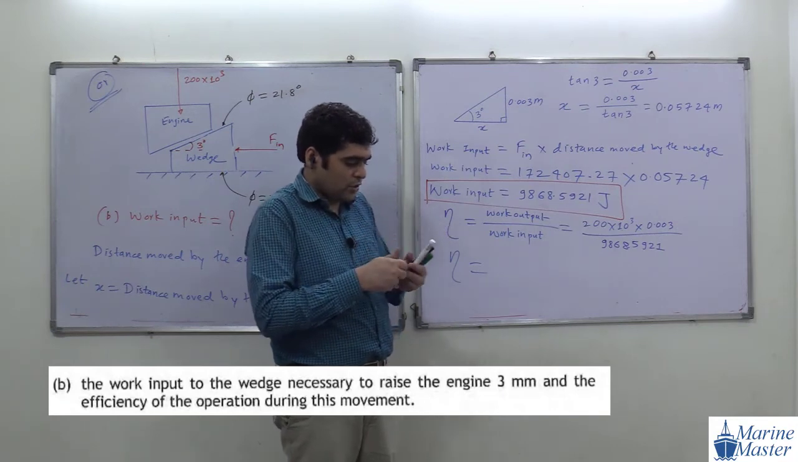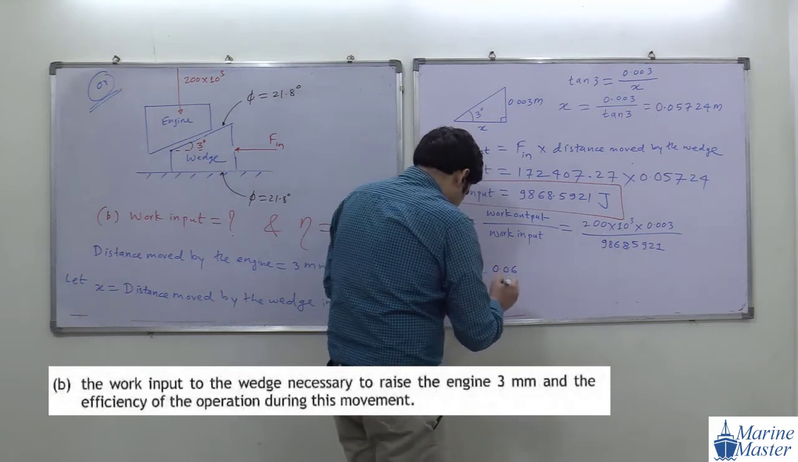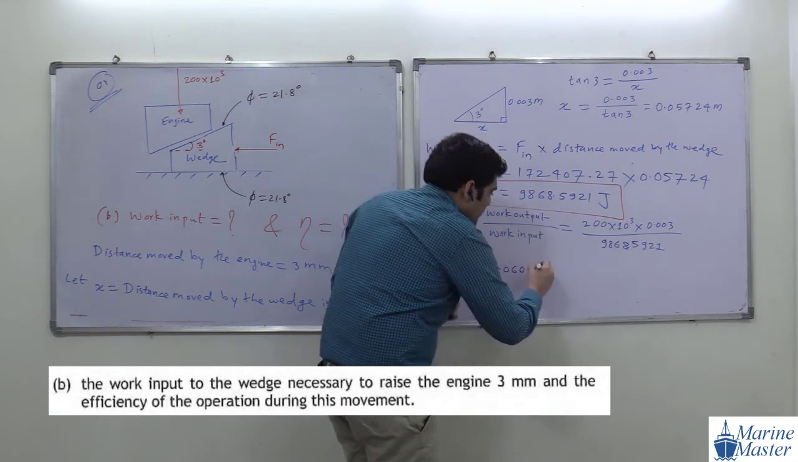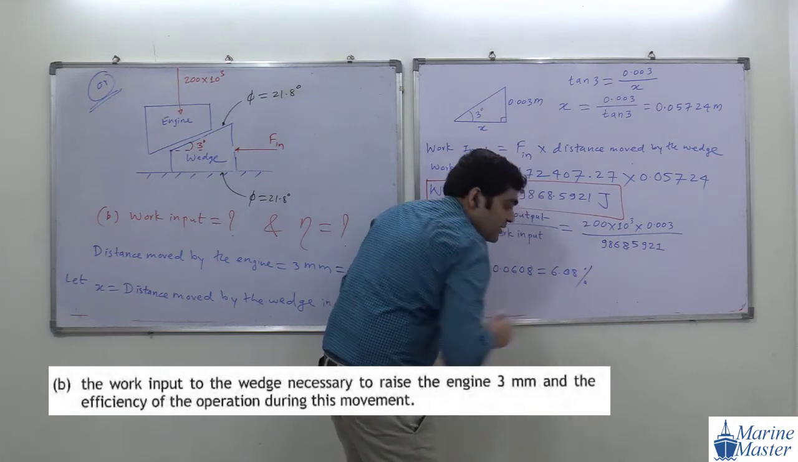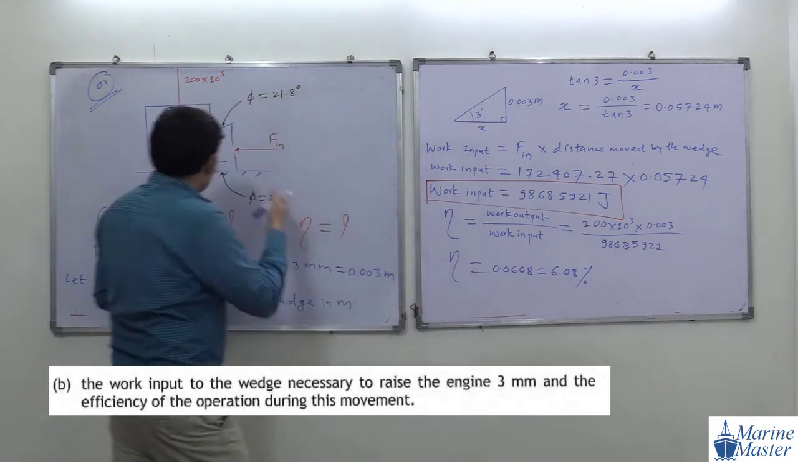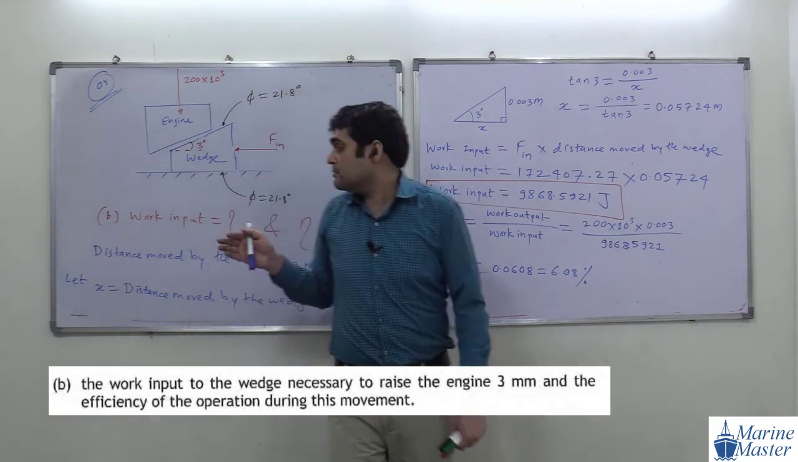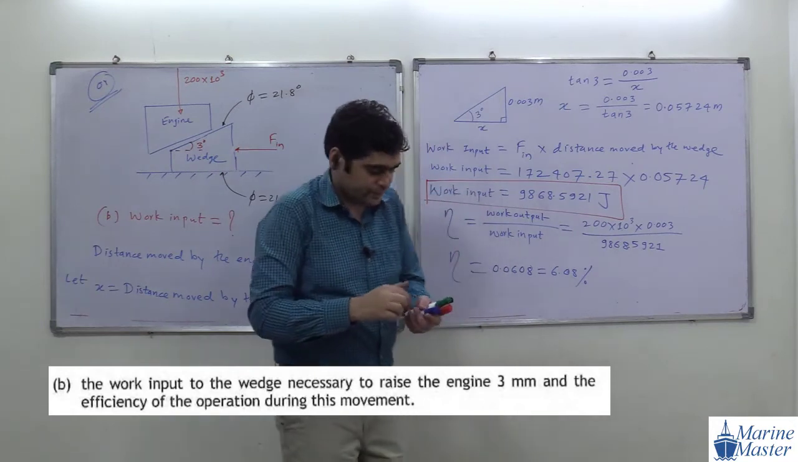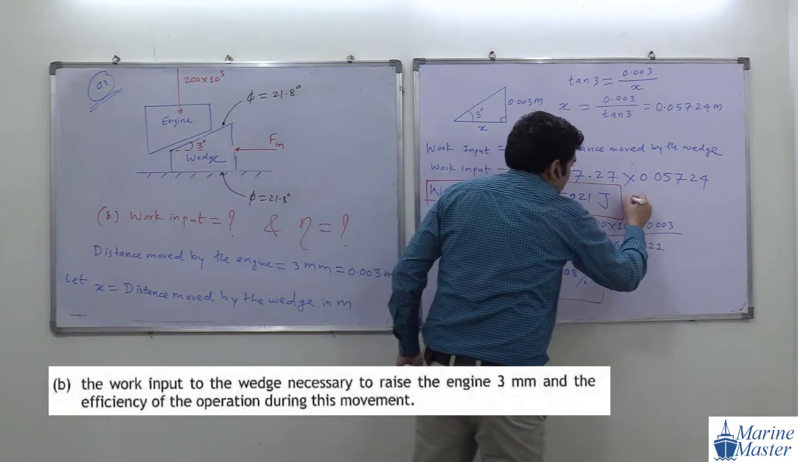So it is about 0.060, 79 rounds to 8. So in percent, how much, guys? 6.08%. See, we are getting a very low efficiency. And why are we getting low efficiency? Because there are a lot of losses due to friction here. Okay guys, are you getting my point? So this is our efficiency of the operation, the answer of B part.